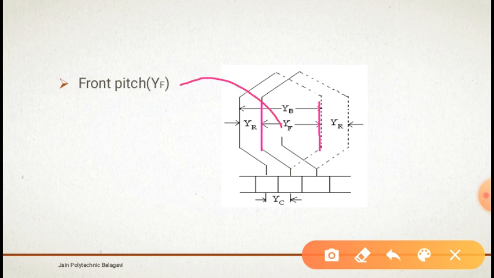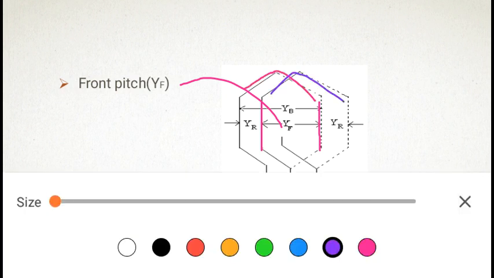It is denoted as YF. If I consider two coils here, it is one coil and it is another coil. If I consider this as the second conductor of the first coil, and this is the first conductor of the next coil, then the distance between these two conductors is called the front pitch.